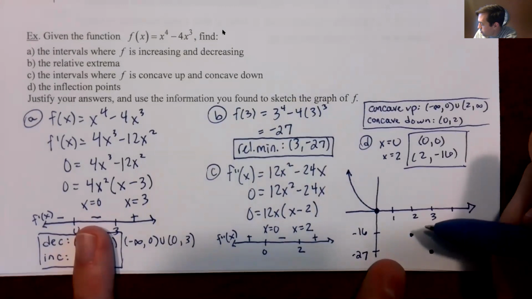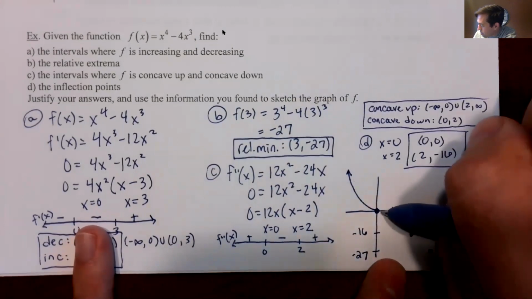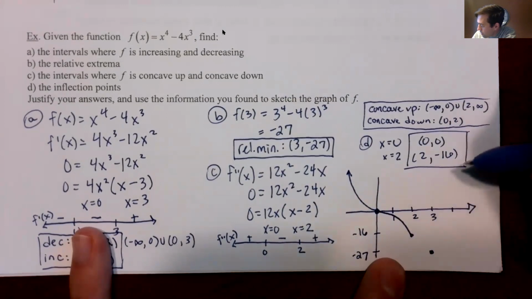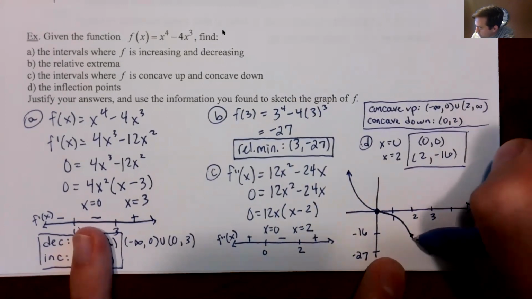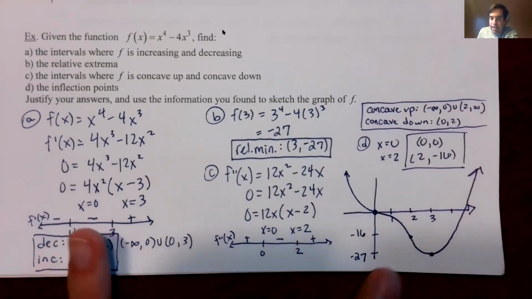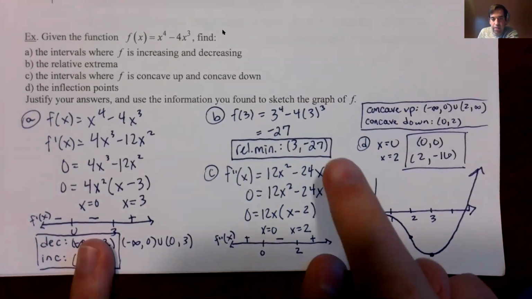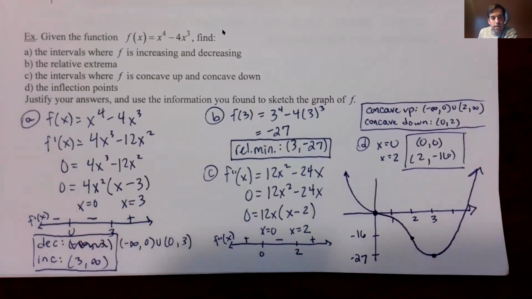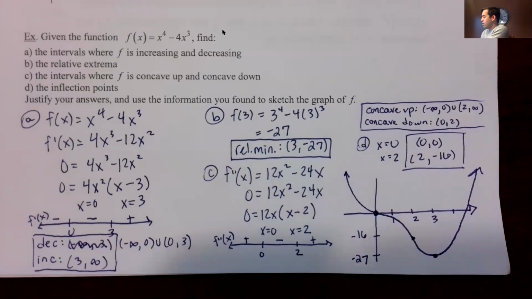Concave down until we get to 2. And then concave up from 2 to infinity. So it looks something like that. We have concave up, concave down, and then concave up again. And that's the best graph that we can make based off of this information. All right, we made it. Let's keep going.